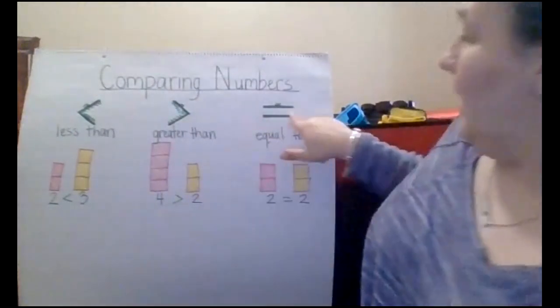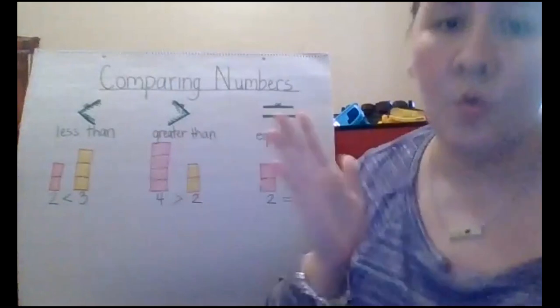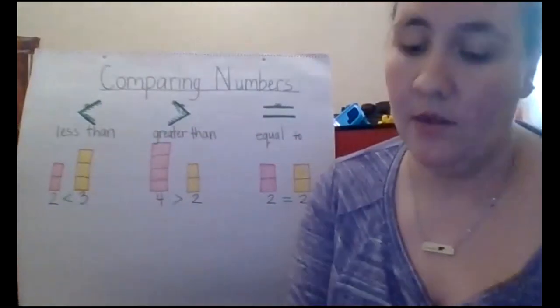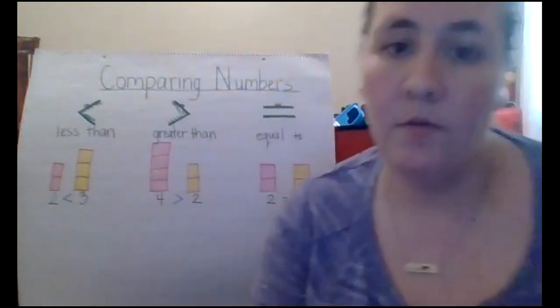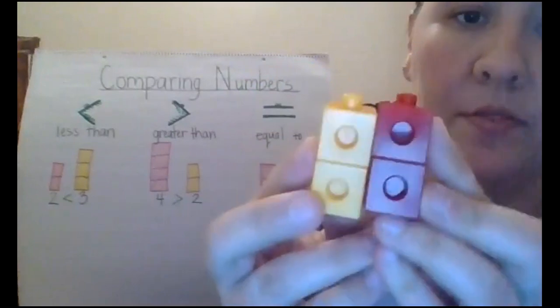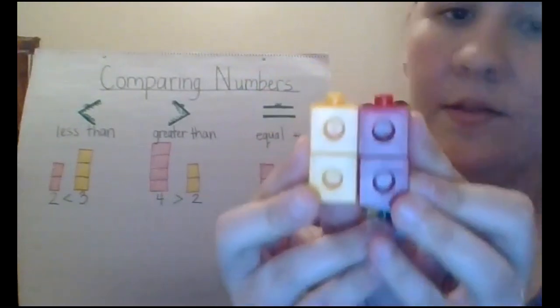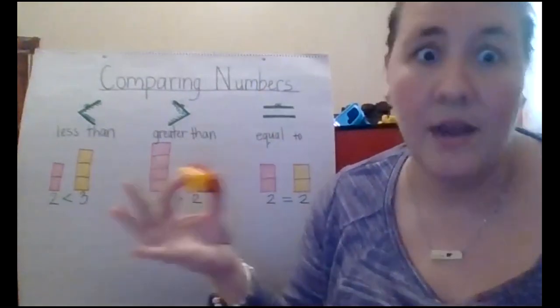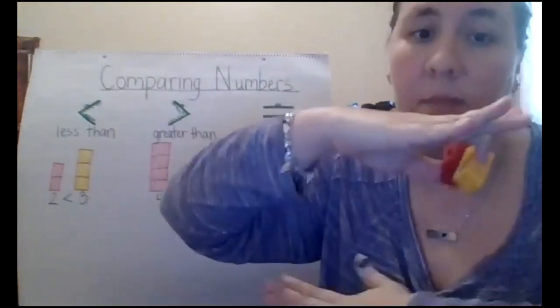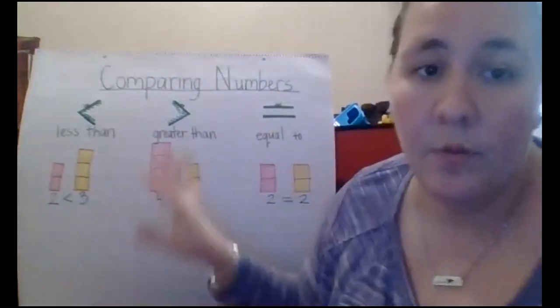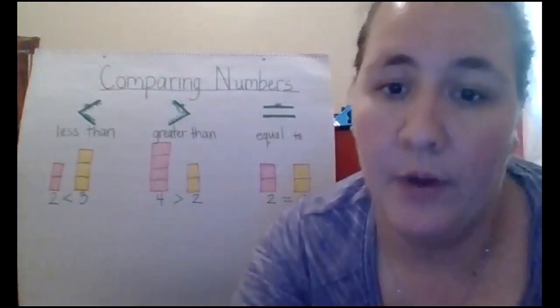Now this alligator, he is so confused, he doesn't know which way to open his mouth because we have the same number on both sides. So we have 2 yellow and 2 red. And if I put these together, you can see they're exactly the same, right? They're the same size or the same number. So my alligator mouth does not know which way to go. So he has his mouth at an equal sign, okay? So this is what we were working on before we went on break.